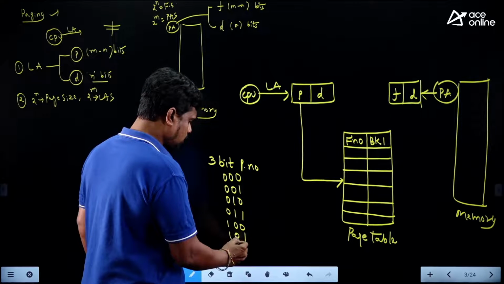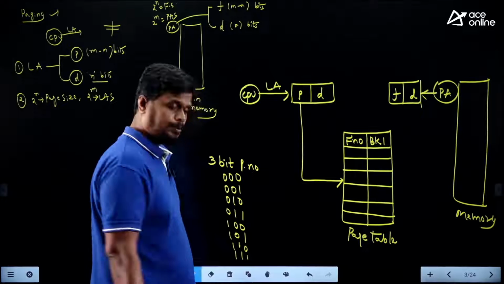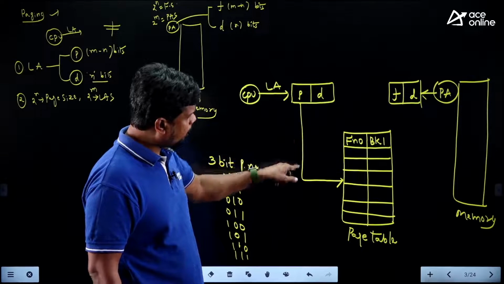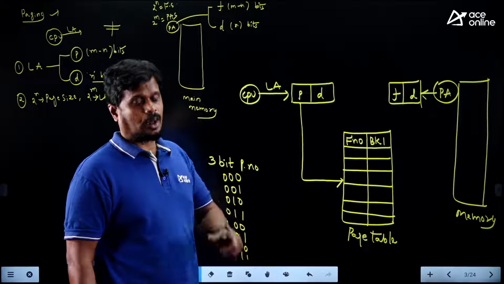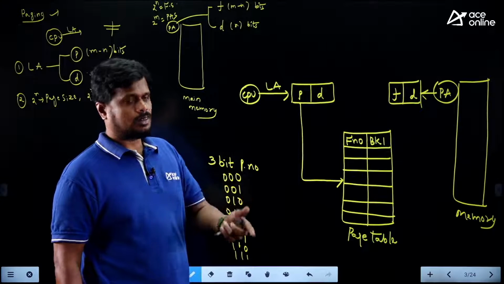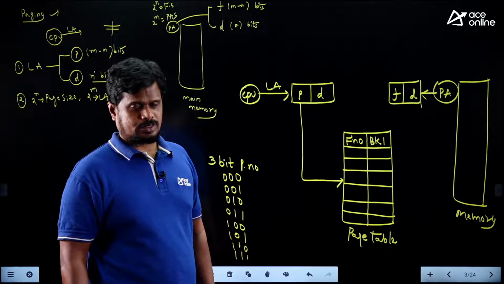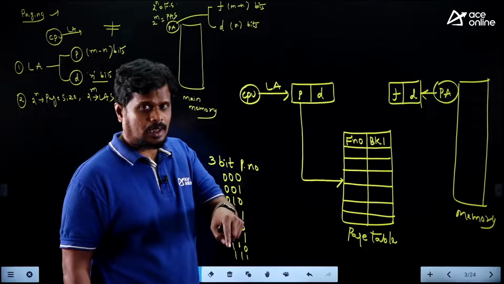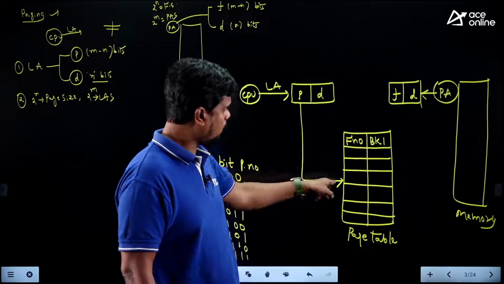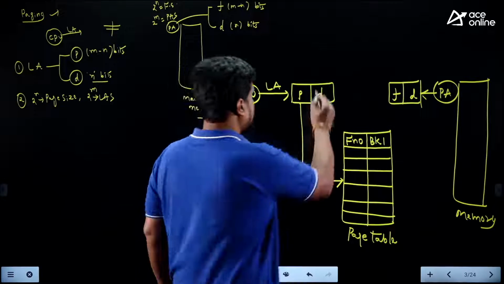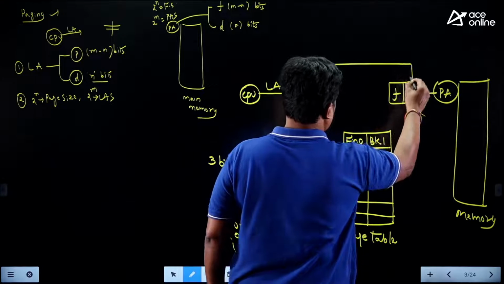So like this we are going to have 8 pages. As the page number is acting as an index, this page table is also going to have how many entries? Equal to the number of pages. So the number of pages in LAS is equal to the number of entries in the page table, because the page number is acting as an index here. And this offset and this offset both are the same.